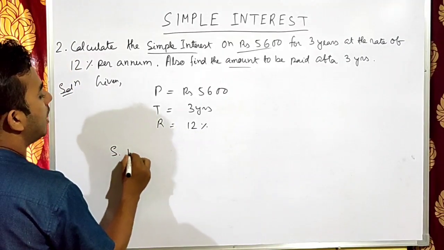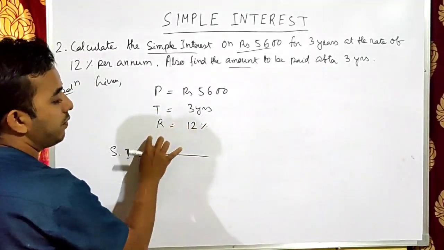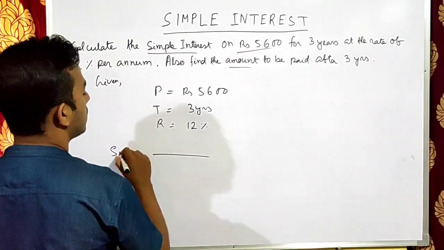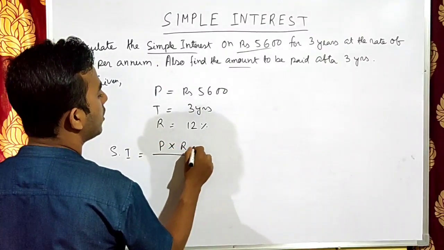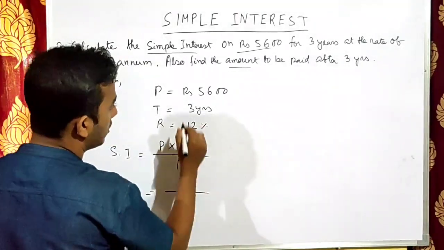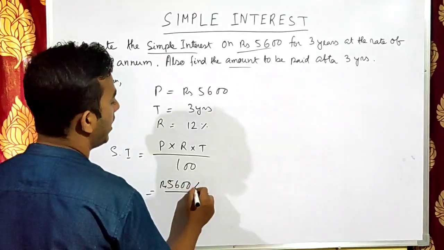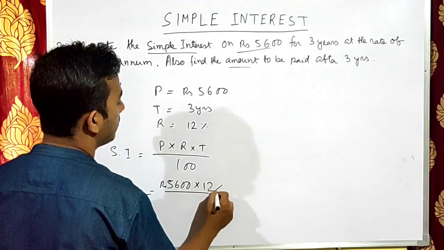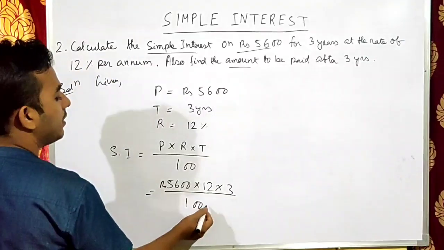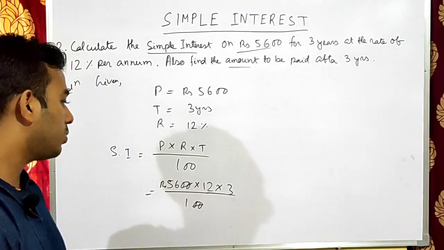So SI: P is for principal amount, T is for time, R is for rate of interest, and SI is for simple interest. Okay, so simple interest is P into R into T divided by 100. Okay, so P is what? 5600 rupees, then rate is 12, then T is 3, divided by 100. After this clears, then these 0s go here. So here left is rupees 56 into 12 into 3.